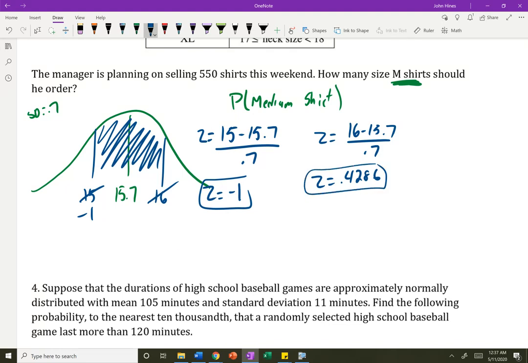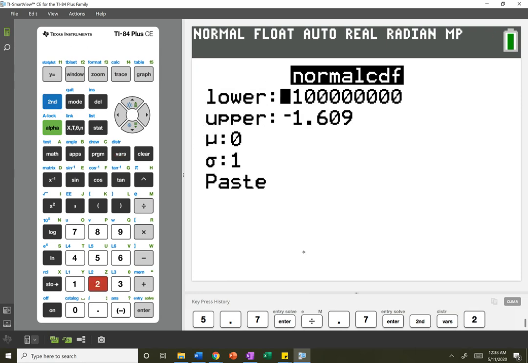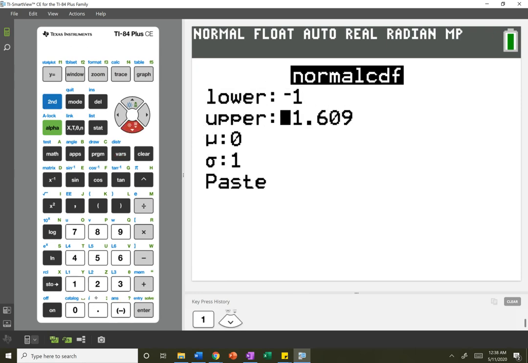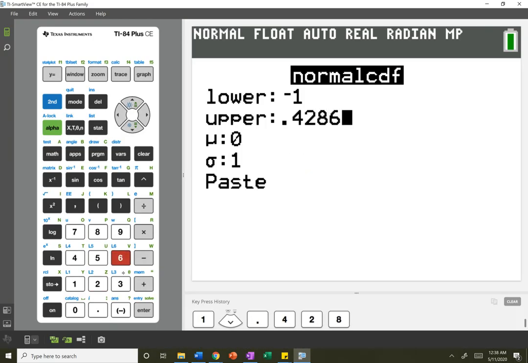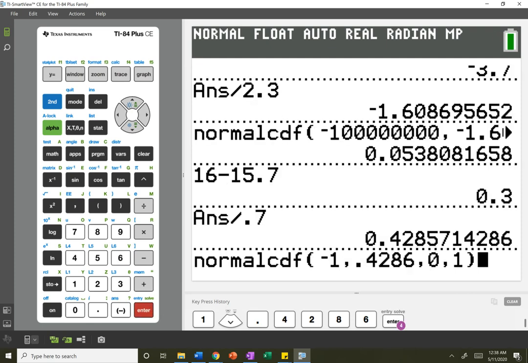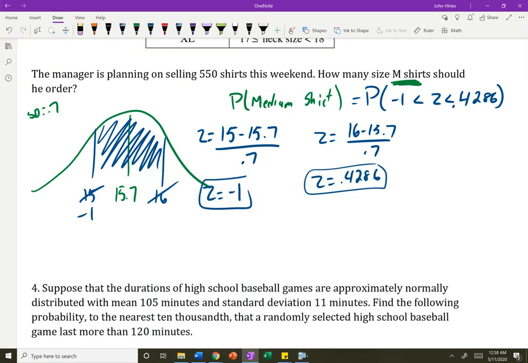So I'm not dealing with 15 and 16 anymore. I'm dealing with these z-scores. And the probability of medium is the probability that z is trapped between negative 1 and 0.4286. That's the probability I really need to find. So I'm going to go to second distribution, normal CDF, negative 1 all the way to 0.4286, enter, and I get 0.5072. That's the probability, but that's not the question.